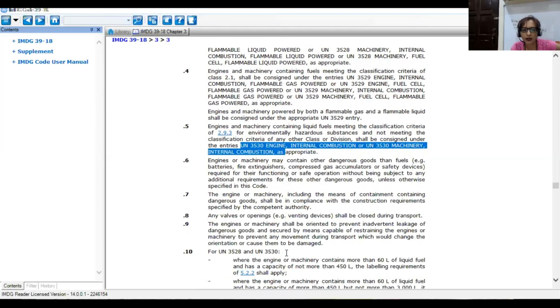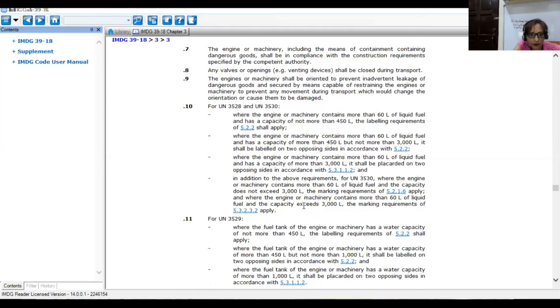Yeah. So if your engine happens to use one of those fuels and it's empty, then it goes here as opposed to the class 3 or a class 2.1. That means it is not a class 3 or a class 2.1. It's just a class 9. That's all that is. That's it. Yeah. So we're back to 3166.